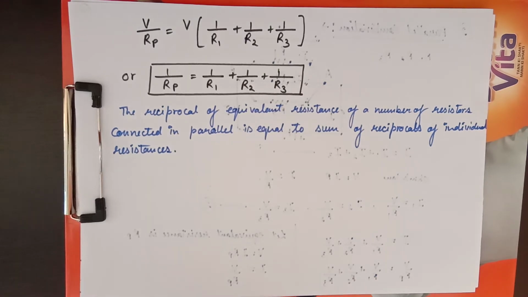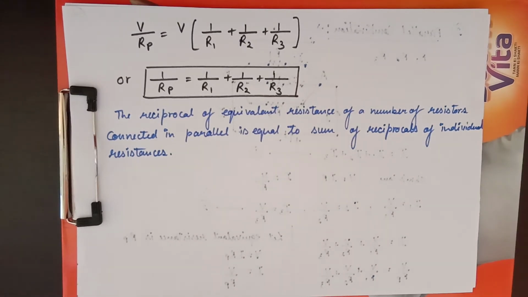So when we connect the resistors in parallel, the total resistance, or we can say the equivalent resistance, comes out to be less than the individual resistance. But in the case of series combination, the equivalent resistance is equal to the simple sum R1 plus R2 plus R3. So when the resistors are connected in series combination, the equivalent resistance is higher in comparison to when we connect them in parallel combination.